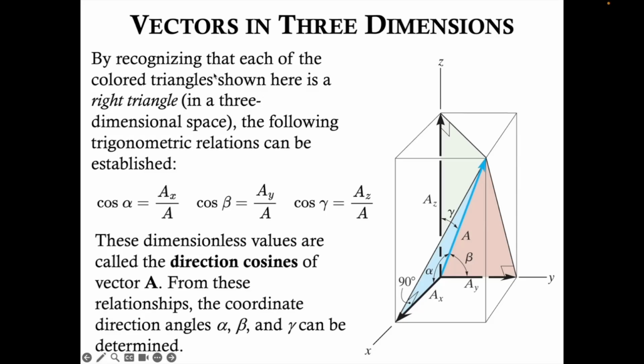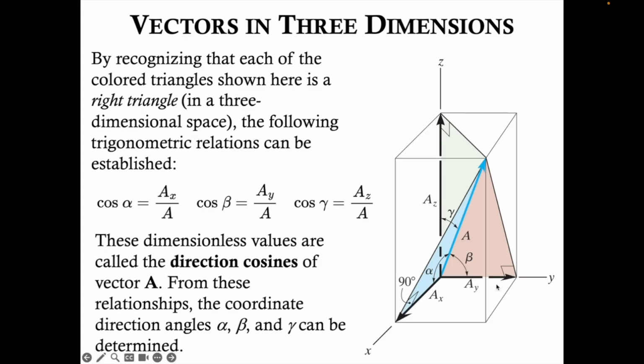So by recognizing that each of those colored triangles shown here is a right triangle in a three-dimensional space, the following trigonometric relations can be established. So shaded in light blue, we have this triangle here. Now on the surface, if you're just looking at this straight on, that blue triangle does not appear to be a right triangle. However, when you realize that this is a three-dimensional space being represented here, then yes, it should become clear that this blue triangle is in fact a right triangle.